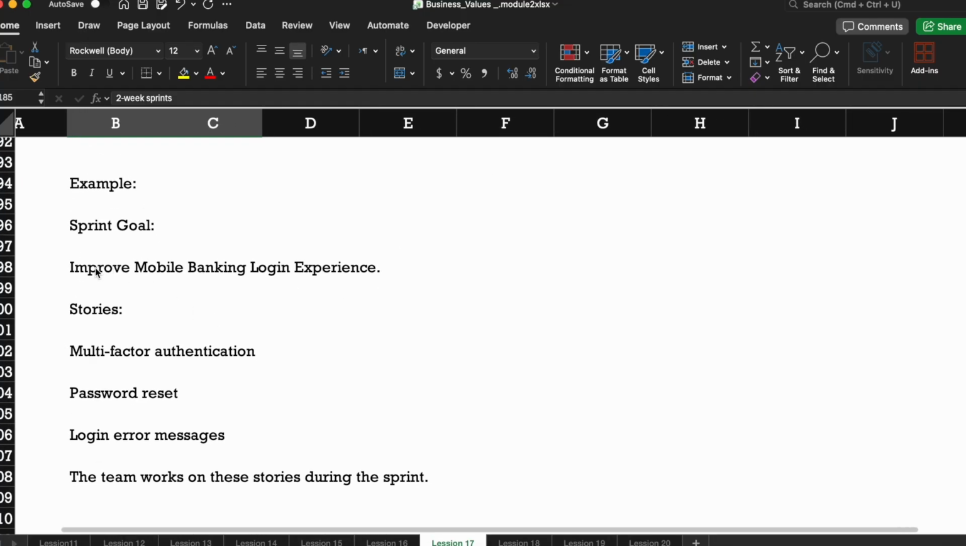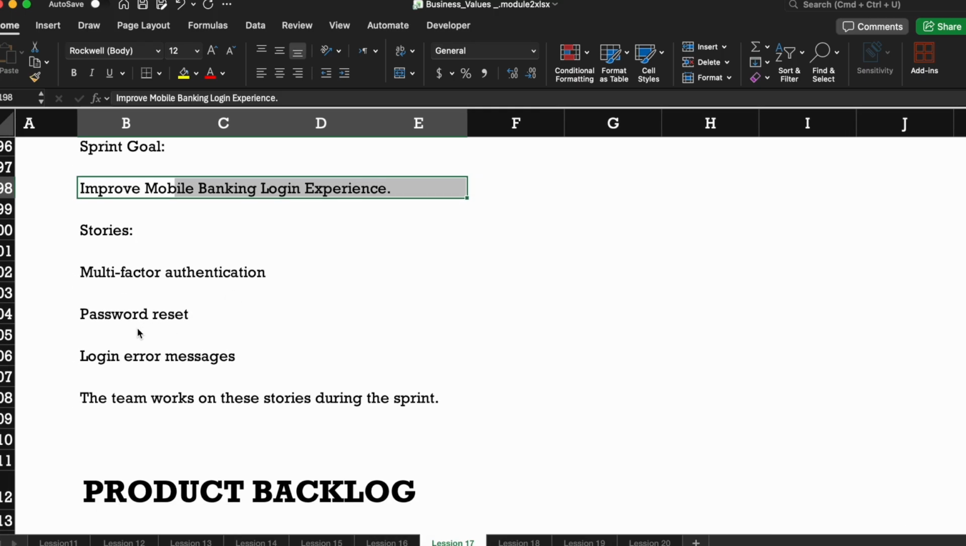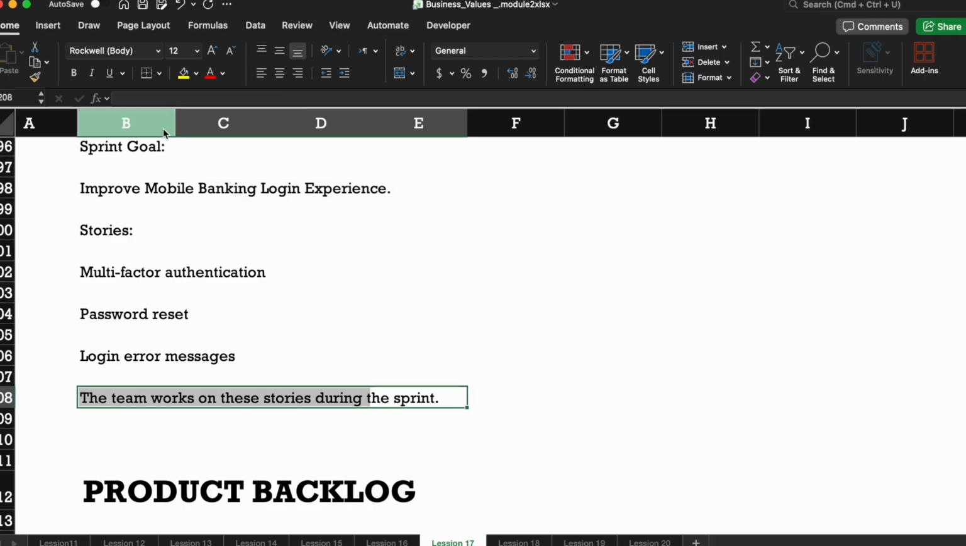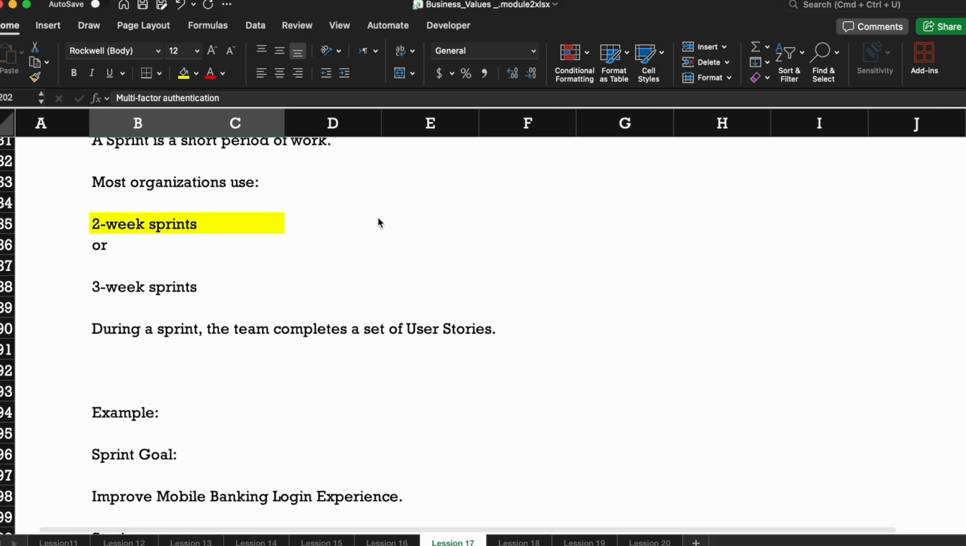For example, sprint goal: improve mobile login experience. Stories: multi-factor authentication, password reset, login error message. The team works on these stories during one sprint. So if there are 3 developers, the 3 developers can take specific user stories, right? They cannot take 20-30 user stories because the sprint ends in 2 weeks.